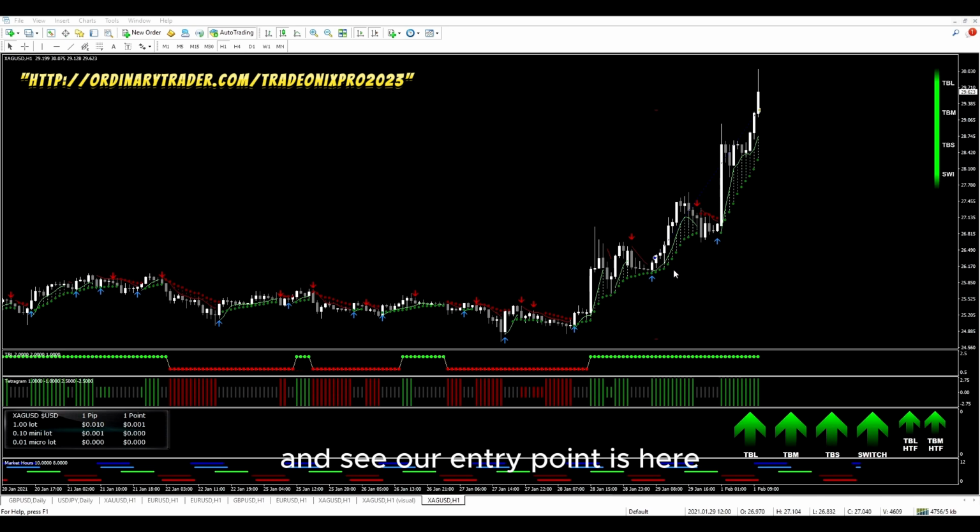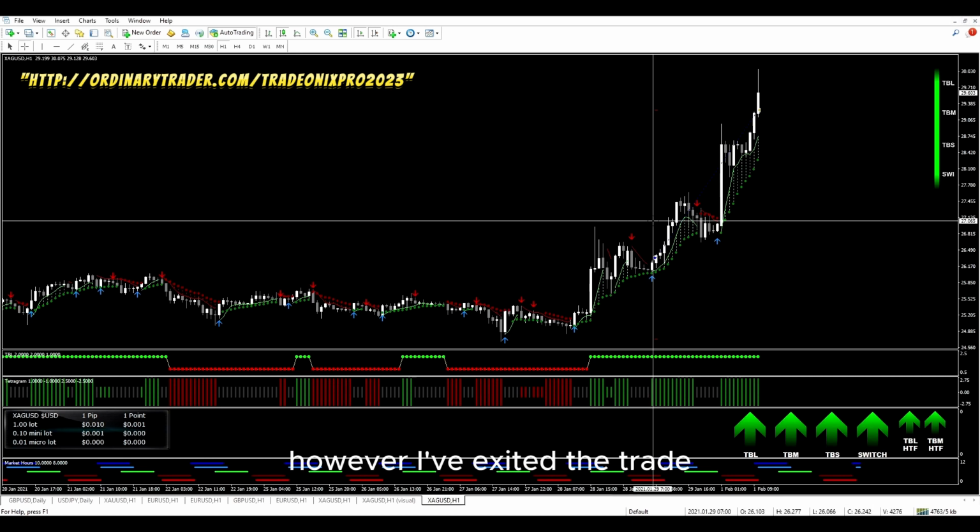You can see our entry point is here, this candle. That shows our take profit and our stop loss, which was never in any danger. The trend continued going up and we can see all indicators are still green. So it will likely continue. However, I've exited the trade.